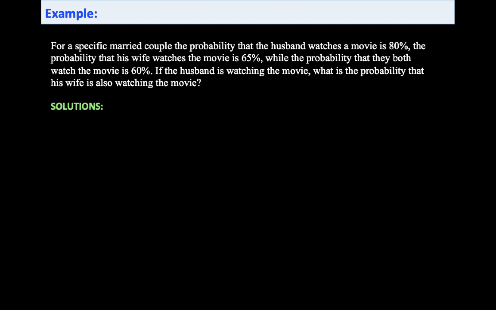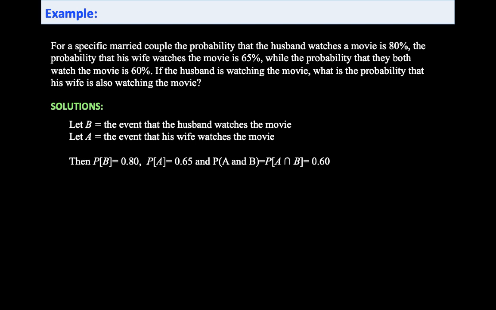Okay, let me discuss this. Before I go with the information, let me define the events and probabilities of those events. You see, I say B equals the event that the husband watched the movie, then A is the event his wife watched the movie.